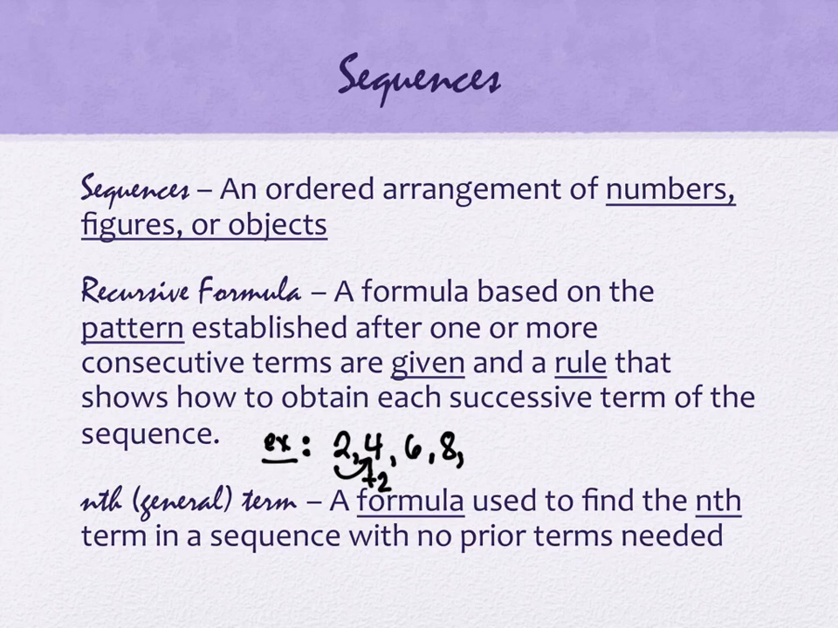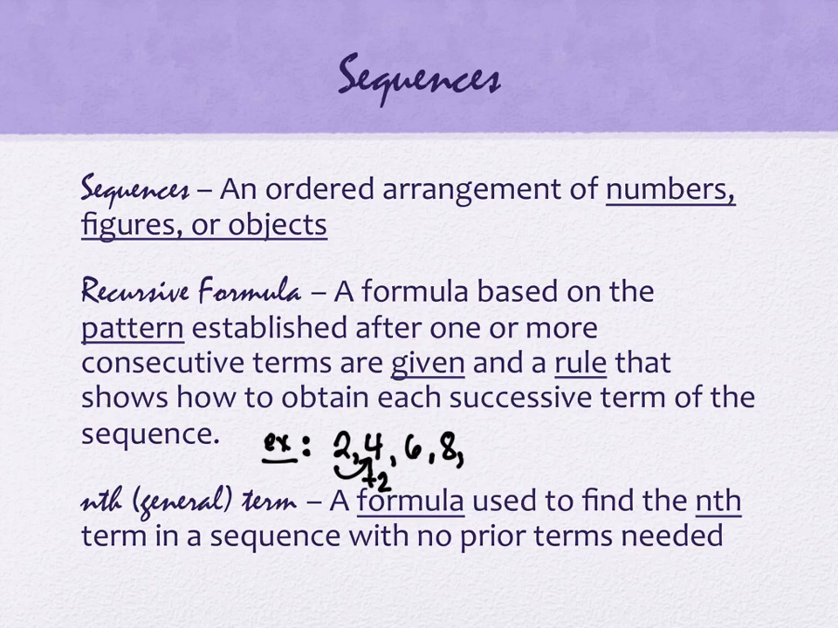Now, an nth or a general term is a formula that can be used to find any term, namely the nth term in the sequence, with no prior terms needed. For example, if I were doing a recursive formula and somebody said, now find the 100th term, you're probably not going to be real happy, because you're not going to want to add 2 repeatedly 100 times to get where you want to go. That's not real helpful. Recursive formulas do a really good job of establishing patterns and giving you the first few terms, but we don't want to go too far with a recursive formula. An nth or general term formula is much nicer in general to have.